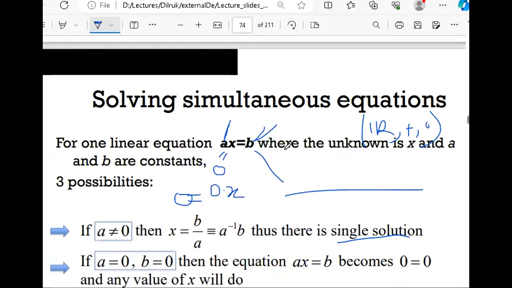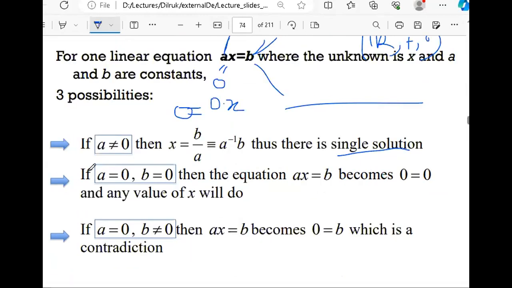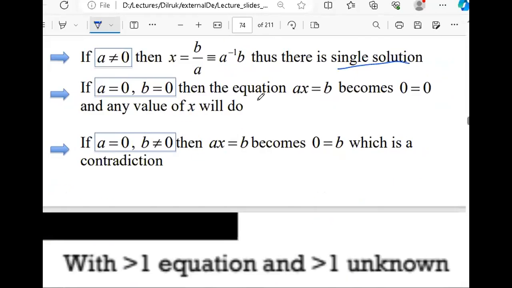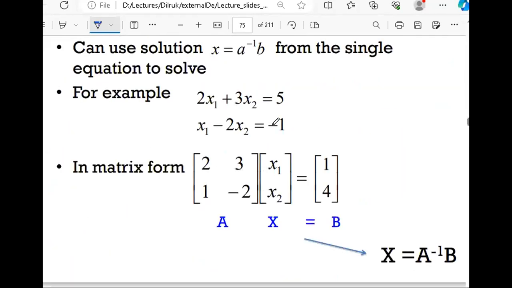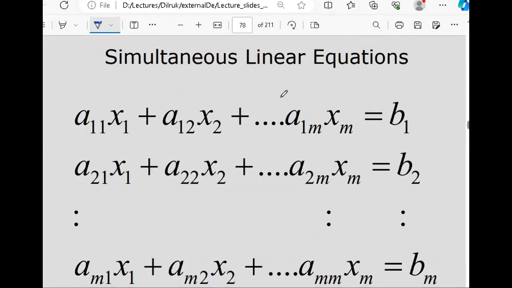When you are given an equation like this, there are three possible cases: unique solutions, infinitely many solutions, or no solutions to this simple equation. That is the same with a system of equations like this. So there are three cases: unique solutions, no solutions, and infinitely many solutions.